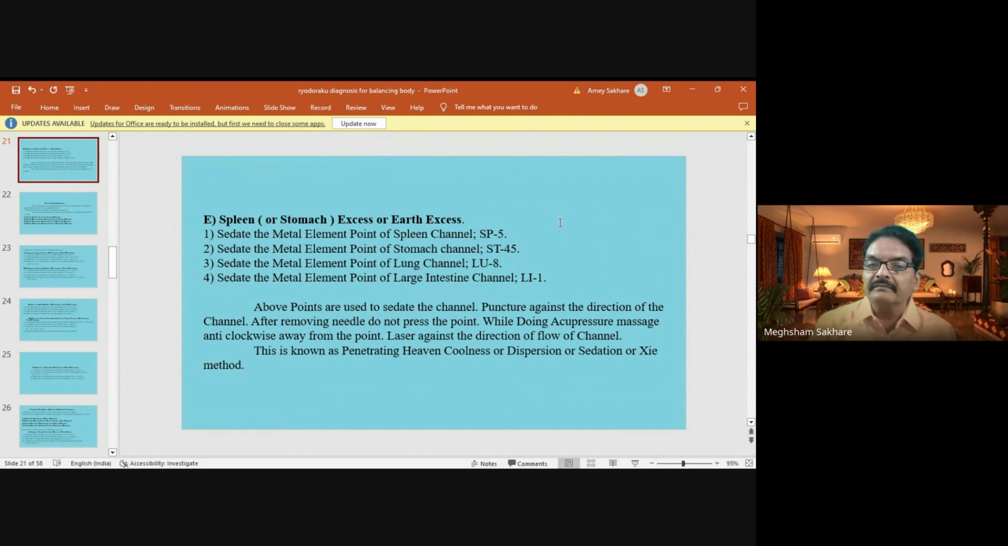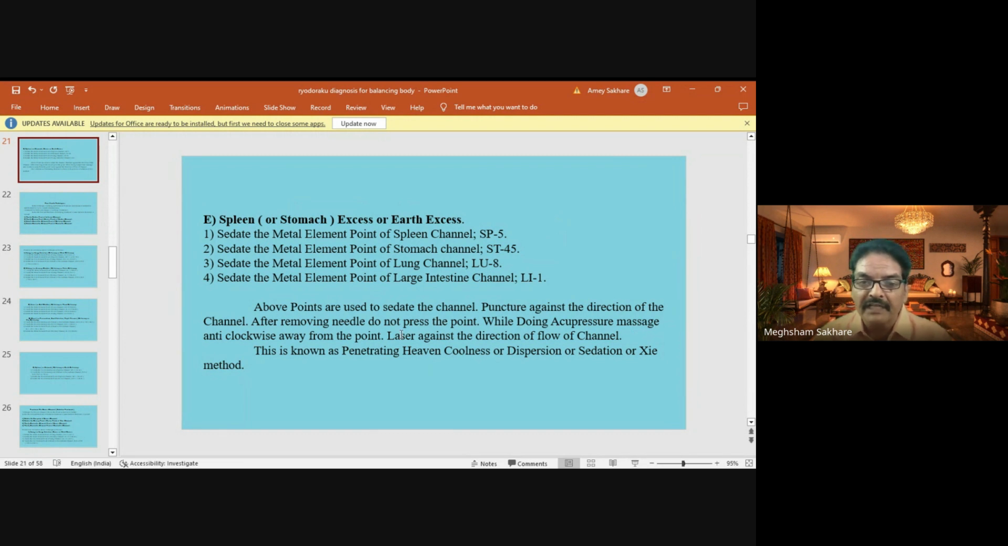Set at the spleen channel, SP5, stomach 45, lung 8 and LI1 are the metal element points of the spleen and stomach channel. You can set it SP5, stomach 45, lung 8 or LI1. Above points are used to sedate the channel, puncturing against the direction of the channel.